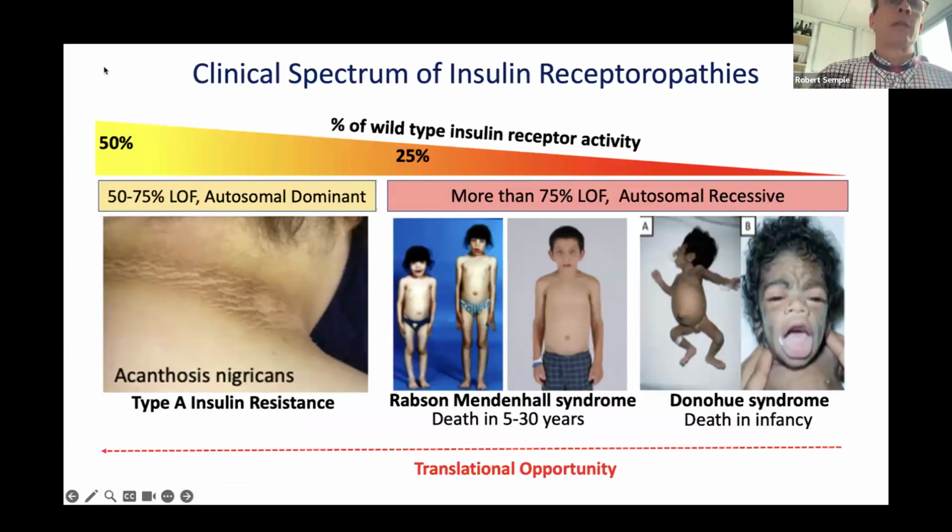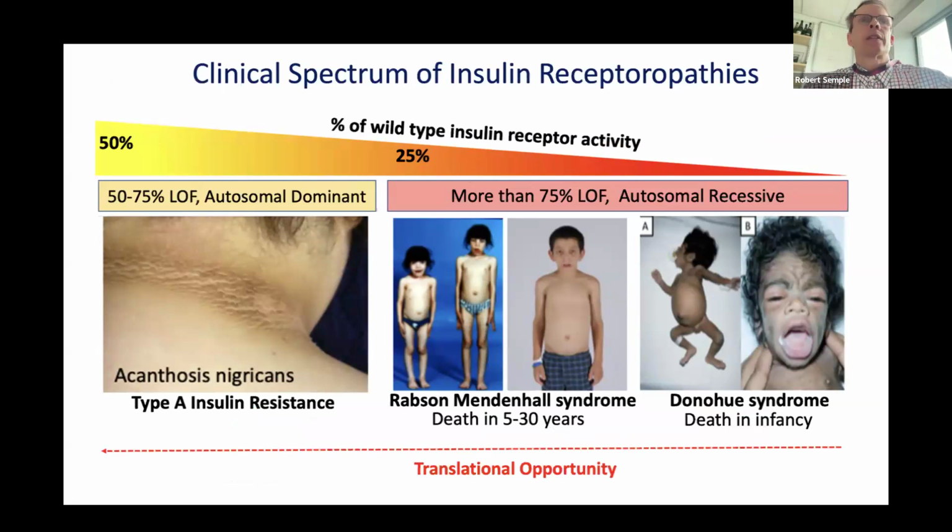So now we move into very rare things. So this is the recessive insulin receptor problems. Again, the epidemiology isn't very clear. There's probably maybe 3 or 4 of these cases in the UK each year. So this is very rare.